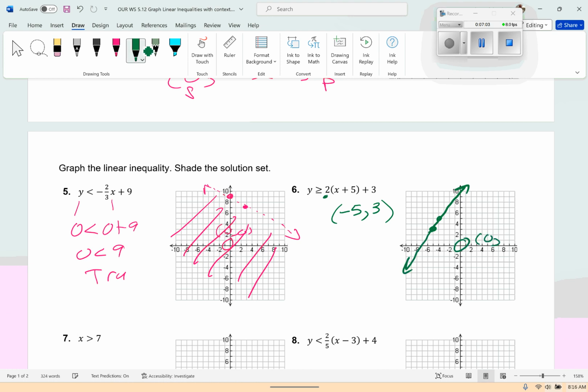0, 0 is right here. That's a fantastic test point. So if I plug in 0 there and 0 there, I get 0 is greater than or equal to 0 plus 5 is 5. 2 times 5 is 10. 10 plus 3 is 13. Is 0 greater than 13? That's false. So I'm going to shade over here.